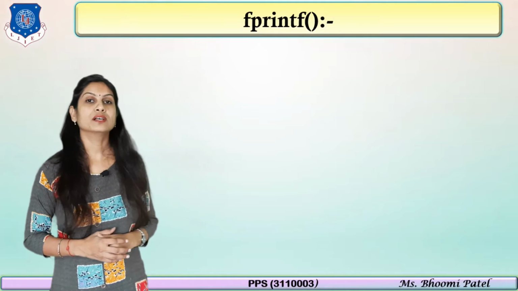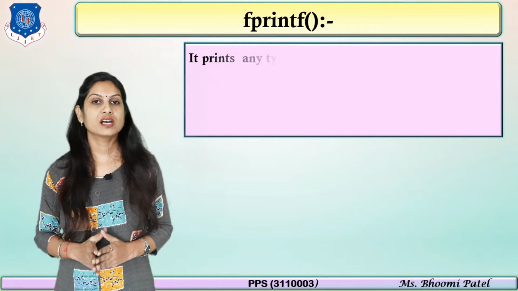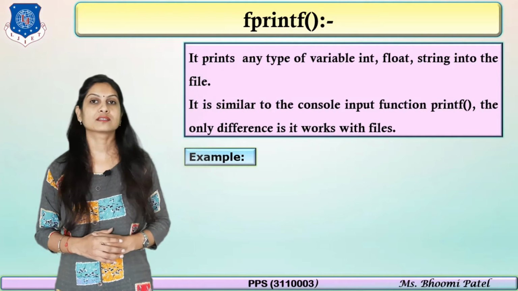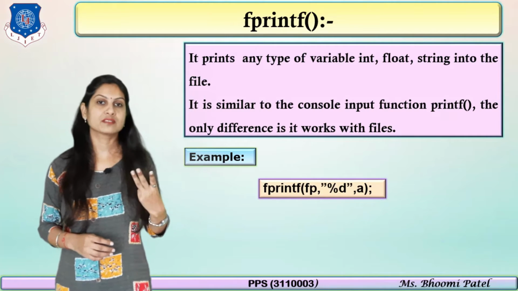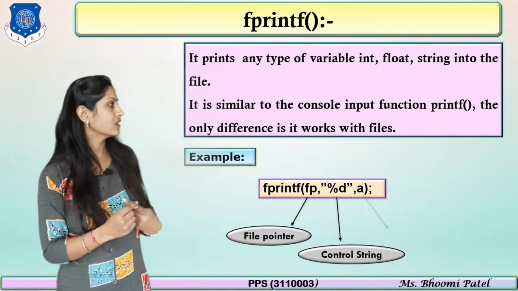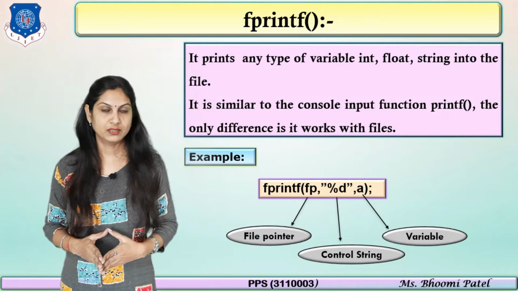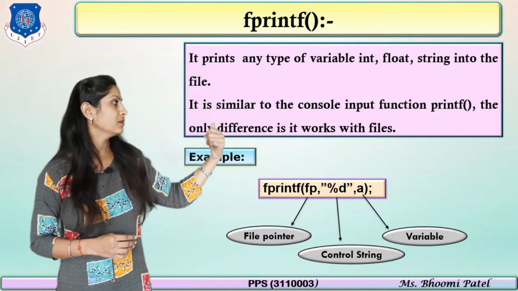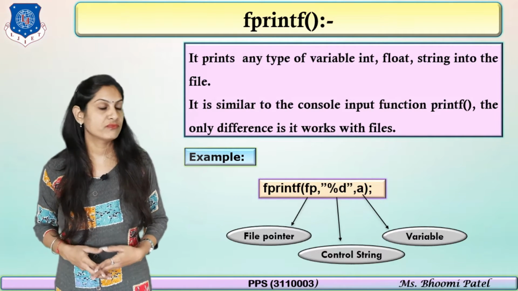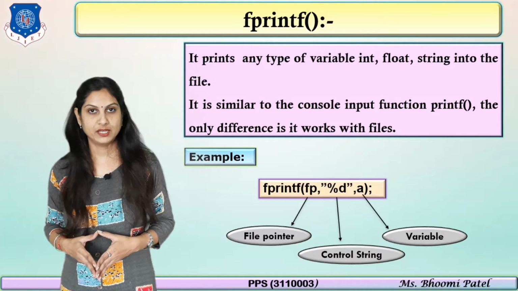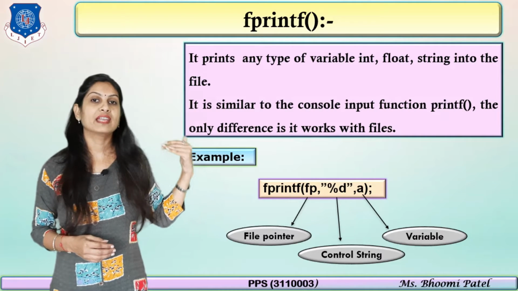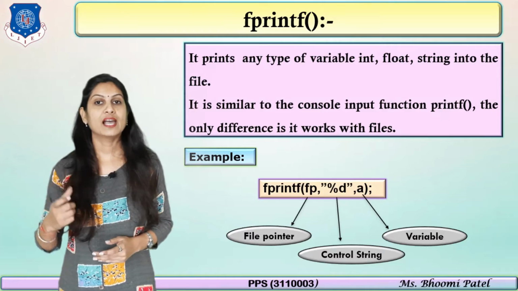Let's start with the very first, the fprintf function. As I told earlier, it is used for printing data in files. Let's see the syntax here: fprintf, then three parameters. First is fp, second is a control string, here I am using %d, and the third is our variable. So fp is a file pointer, then the control string, and then the data you want to write in your file, specified in the variable. Clear? The value of a will be copied, or we can say printed, in our file having pointer fp.